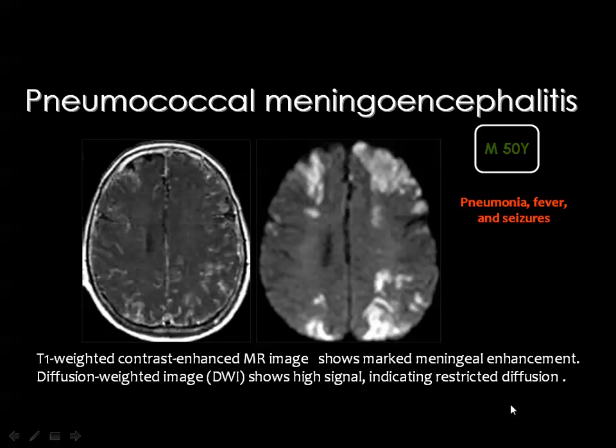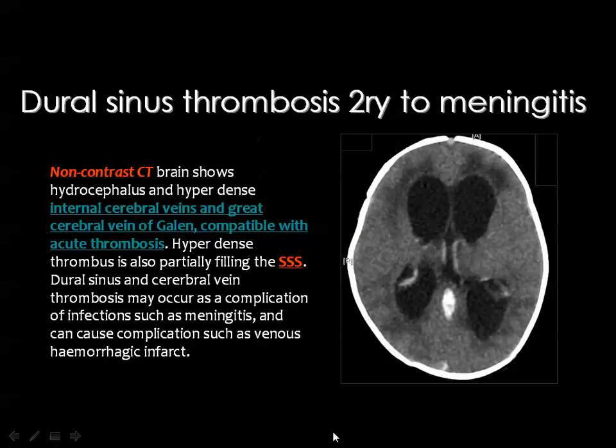And sometimes you get enhancement of the meninges as well as enhancement of the brain parenchyma, what we call meningoencephalitis. In this category, on the diffusion weighted MR images, you'll see the inflamed brain parenchyma showing restricted diffusion. And in the contrast enhanced image, you will see leptomeningeal enhancement as well as patchy enhancement within the brain parenchyma.